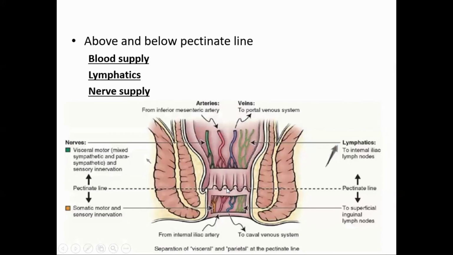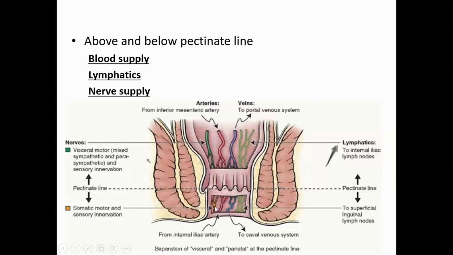All of you know what the pectinate line or dentate line is? Yes or no? It is present at the lower end of the anal columns. And this pectinate line is called the watershed line. Why is it called the watershed line? Because above the pectinate line and below it, the nerve supply, blood supply, innervation, and lymphatic drainage are totally different.